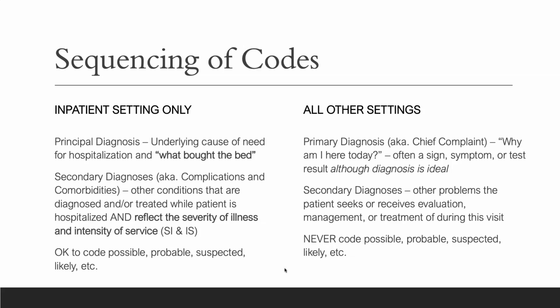And you never, ever code possible, probable, suspected, likely. So if the doctor says likely hyperglycemia, you can't code it. If the doctor says high blood sugar today, you can code that, but you can't code possible, probable, suspected, or likely anywhere except inpatient. So since we're talking about outpatient, you can't do it.